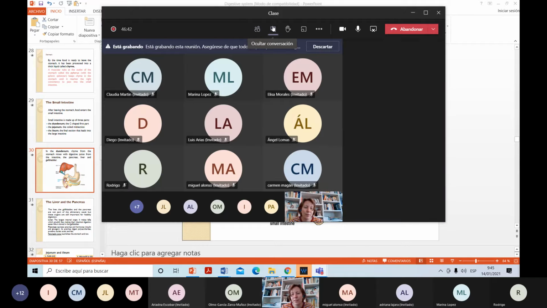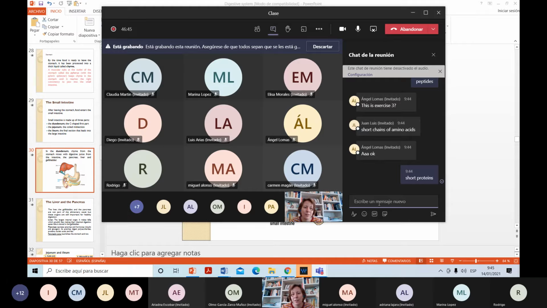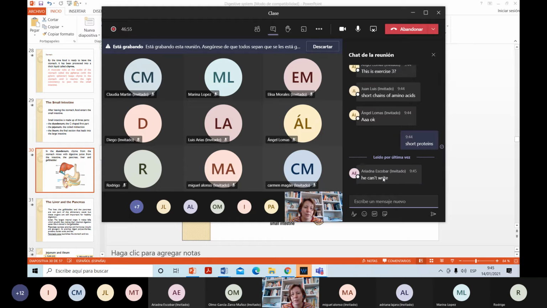What is the molecule that amylase breaks? Luis está por ahí. If any other could help him. What is the molecule that amylase, famous amylase, breaks down? He can't write. And what about you?